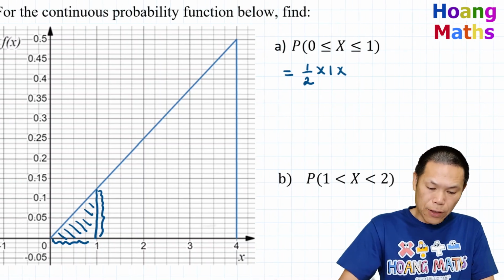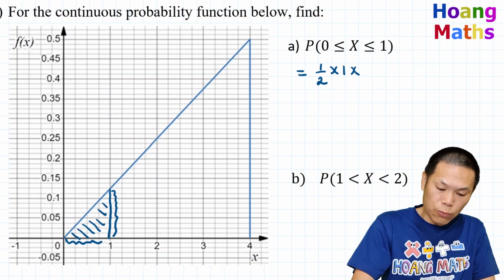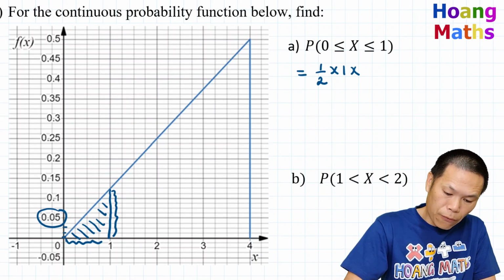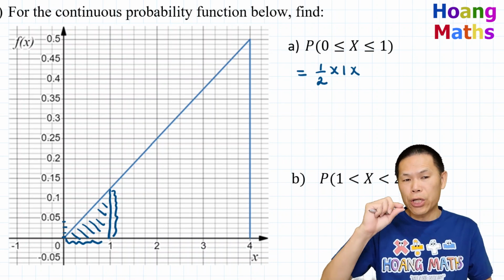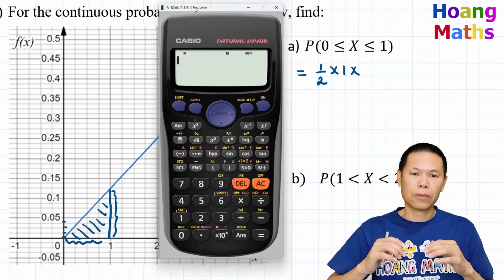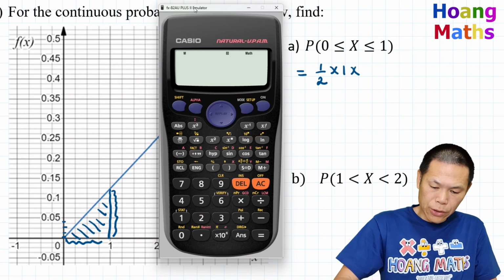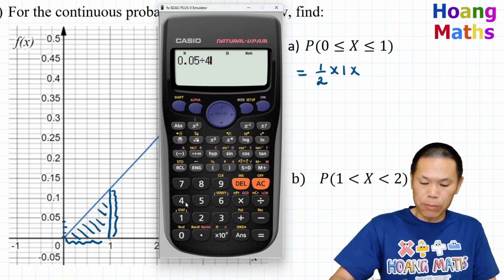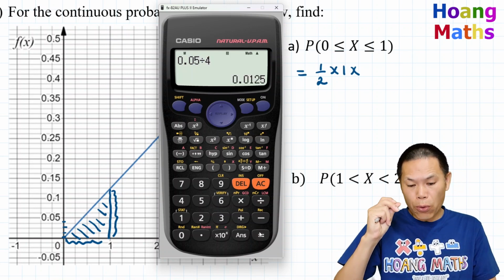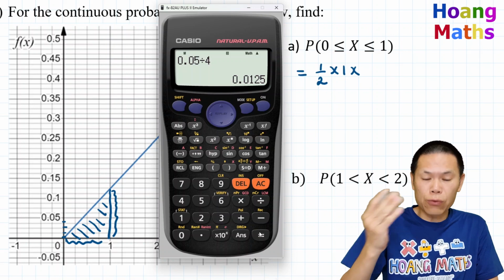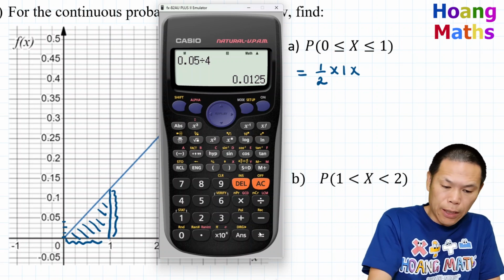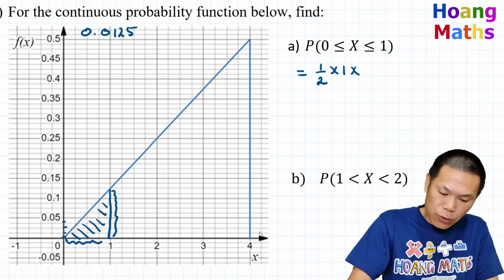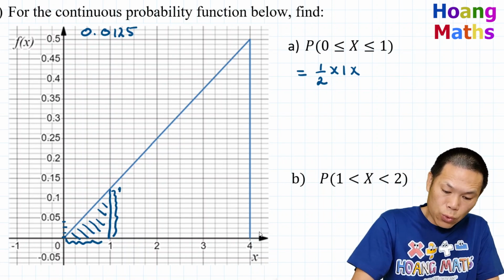To work this out, first of all, we know that from 0 to 0.05 there are 1, 2, 3, 4 gaps. So let me just work it out. Each gap in the graph goes up by how many? I just quickly use the calculator. 0.05 divided by 4, because there are 4 gaps in between. That is 0.0125. Let me just write this down. So each gap is 0.0125.